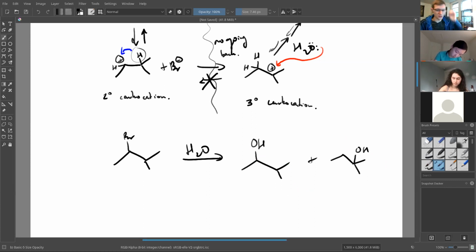This is an idea that you'll see showing up in Orgo 2 more. It's not focused on as much in this class, which is this idea of a kinetic product and a thermodynamic product. So the kinetic product is the one that's easy to make, no hydrogen shifting, right? The thermodynamic product is the one that's more favorable, it's more stable, but you have to put more work into it.